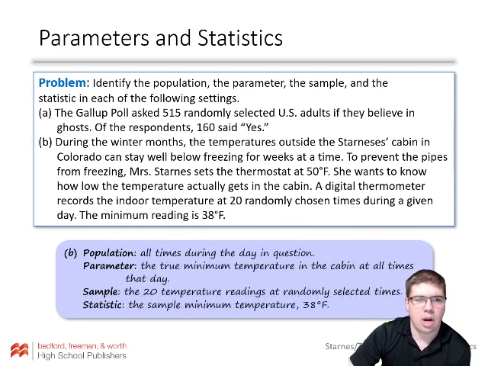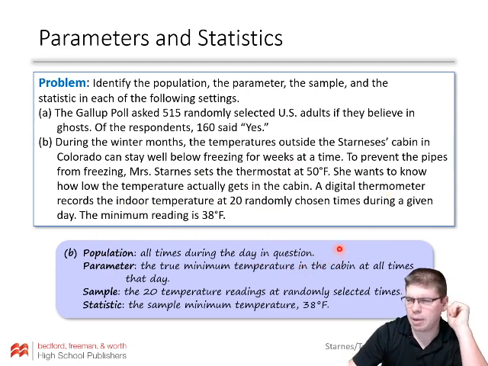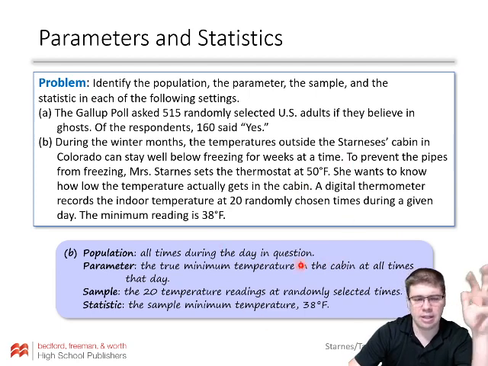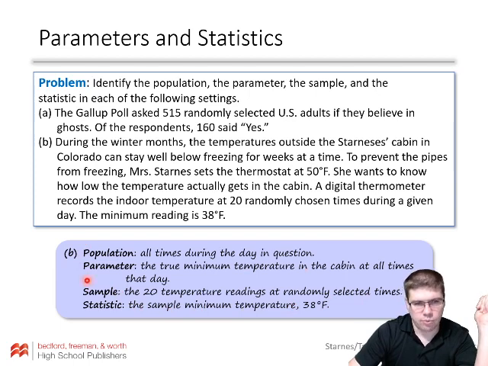So in this case, our population is all times during the day in question. So we have a single day of times, or all the times across that day. Kind of a weirder population. How many times are there? You can have a kind of infinite population sometimes, right? These can get a little weird. Then the parameter would be the actual true minimum, since we're interested in the minimum that it gets to. Our sample is those 20 randomly selected readings, and then our statistic is that 28, which is the minimum that it got to.